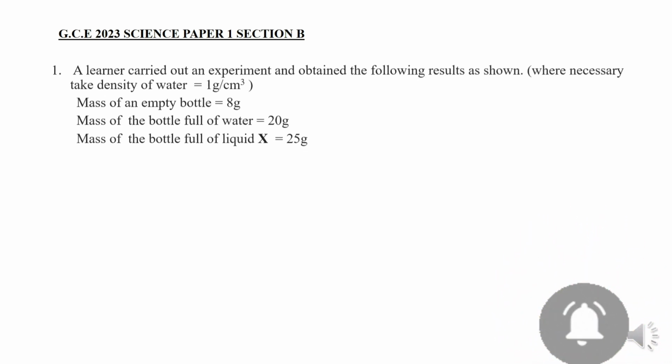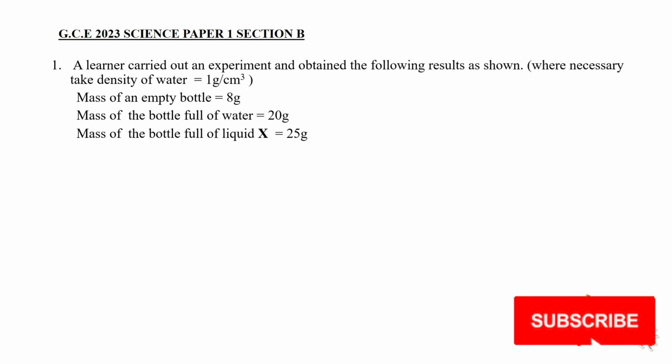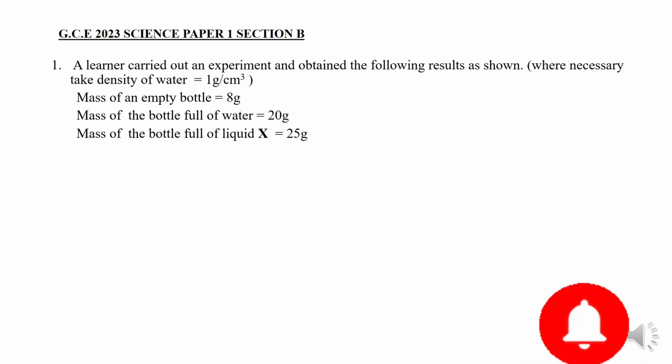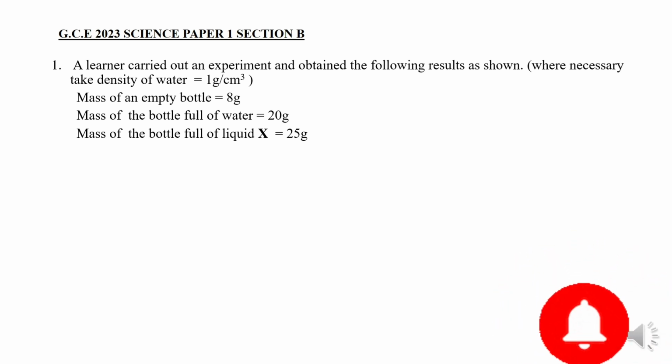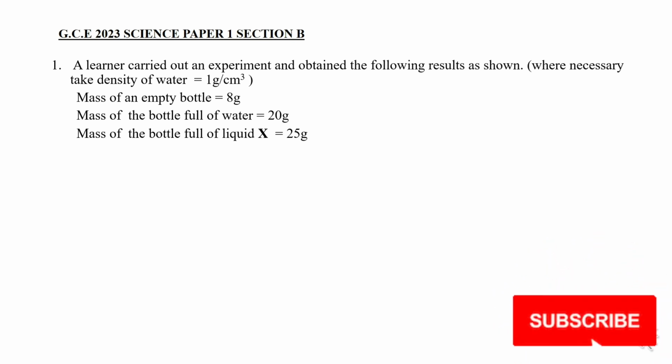So in this video, we are going to look at G.C.E 2023 Science Paper 1 Section B. So basically, we just look at questions from question 1 to question 3. Question 1 is saying Elena carried out an experiment and obtained the following results as shown. Where necessary, we take the density of water to be 1 gram per cubic centimeter.